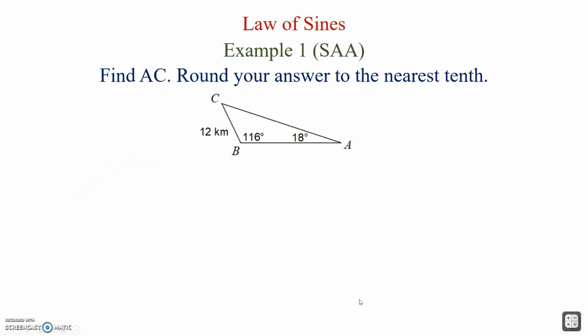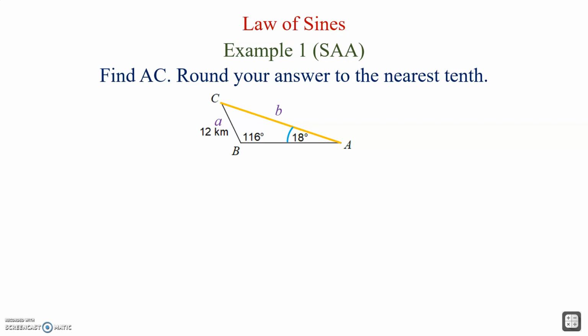So if we begin to apply this as an example, here's the first example. In this example, we're working with an SAA situation. You're given a side, an angle, and another angle. They're asking you to find AC. AC just happens to be opposite of angle B, so we'll label it lowercase b. The other bits of information given to us were this angle A and the opposite side. Again, we'll label it little a. So now we can create our law of sines ratio.